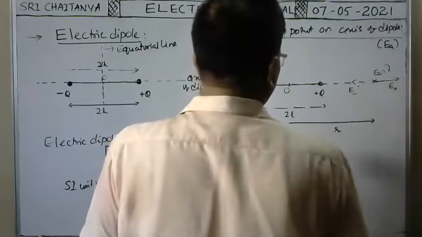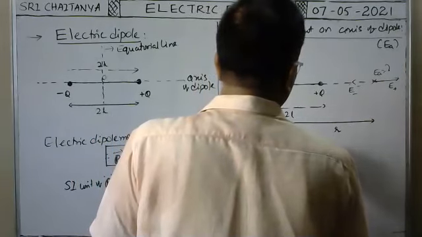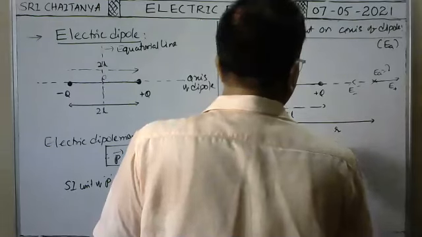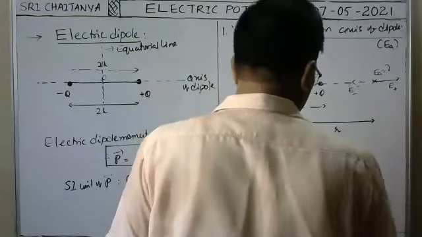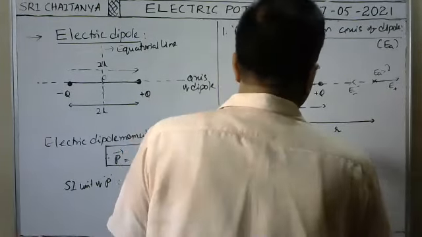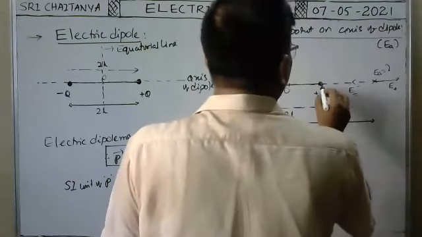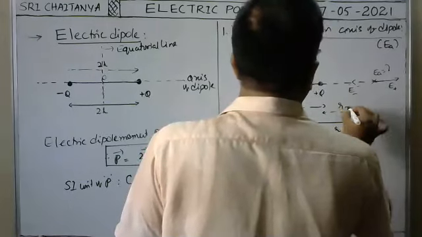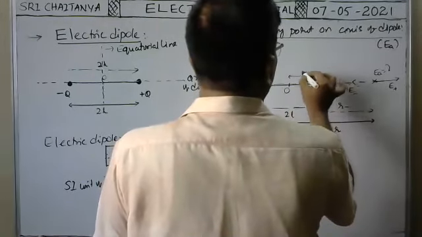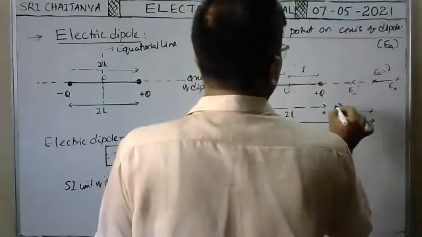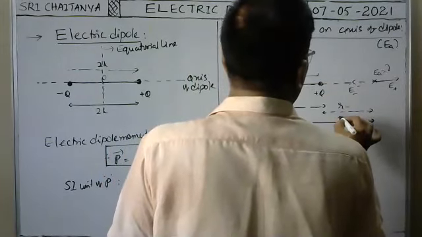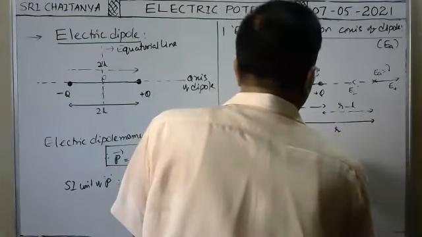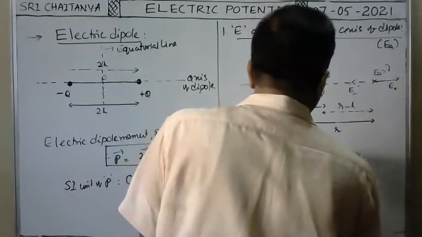Tell me, what is E plus? E plus is 1 by 4 pi epsilon naught, that is K into charge Q by distance square. The distance from this point to the positive charge is R minus L, since this is L. So it is KQ by R minus L whole square.